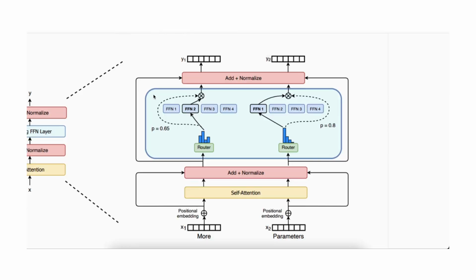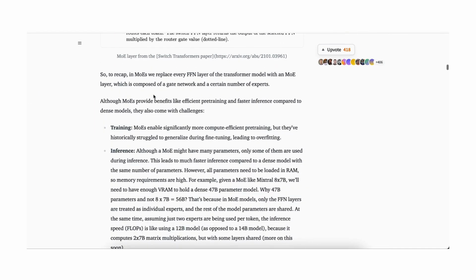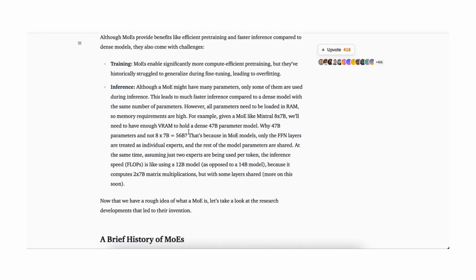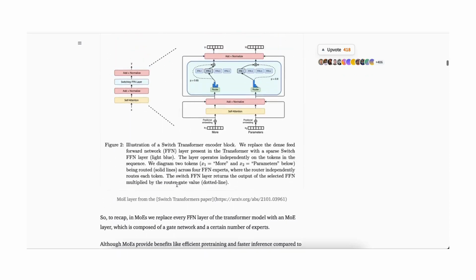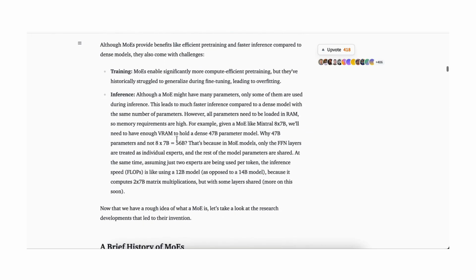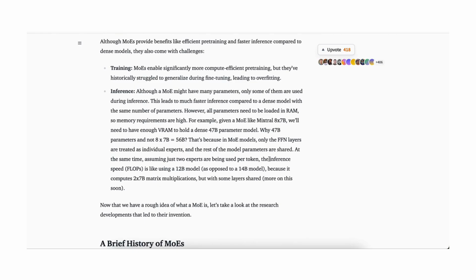Now let me come to the second question, which is, why is this model useful? So think about this. This model is going to use fewer parameters during inference. So for example, let's talk about the Mixtral model. The idea here is that there are 7 billion parameters, but there are also more parameters because we have these 8 experts. The advantage of mixture of experts models is that the inference speed is like using a 12 billion model as opposed to a 14 billion model.